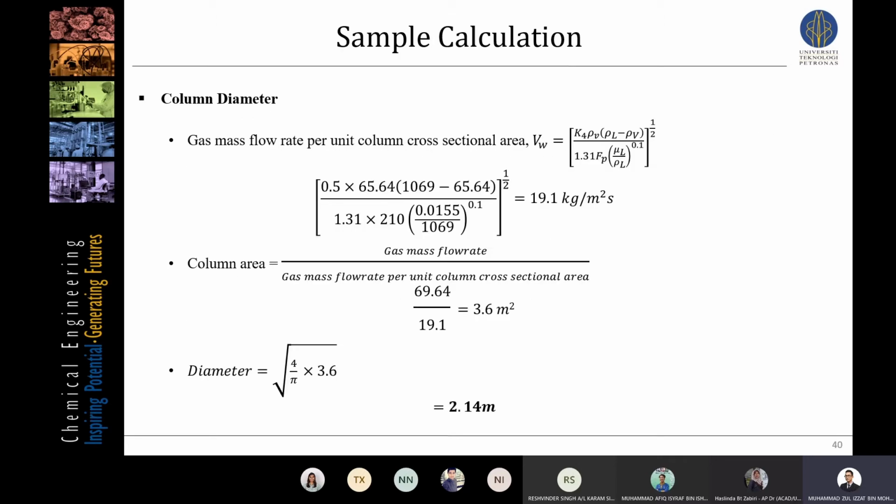So these are the sample calculations for the column design, column diameter. Using the equation for the gas mass flow rate per unit column cross-sectional area, you get 19.1 kg per meter squared second. And then using the column area equation, which uses the gas mass flow rate in kilogram per second, we get 3.6 meter squared, and for the diameter we get 2.14 meter.